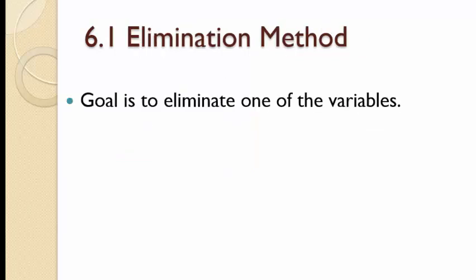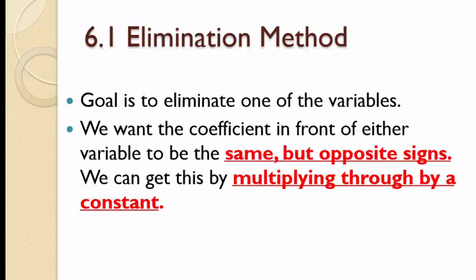So first I'm going to show you the steps of using the elimination method to solve for that point where the two lines cross, and then we'll try an example. First, the goal is to eliminate one of the variables. We do this by looking at the coefficient. We want the coefficient in front of either variable to be the same but opposite signs. And we can get this by multiplying through the equation by a constant, the same number. Doing that will not change the equation itself. It won't change where the line lies on the graph. It will only change the coefficients.